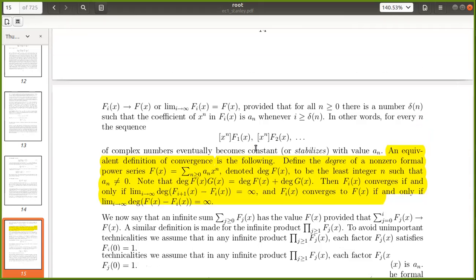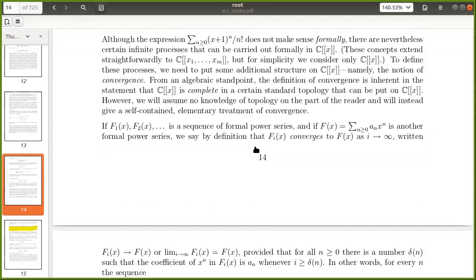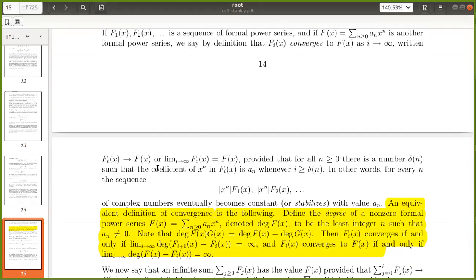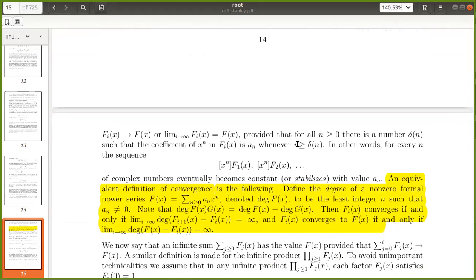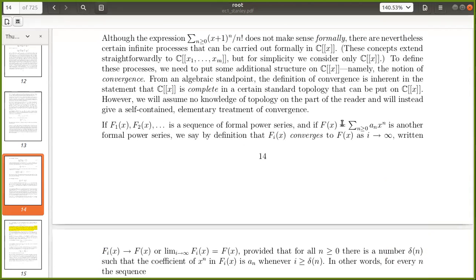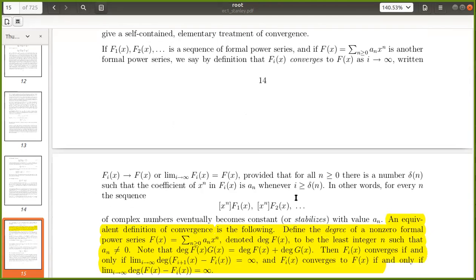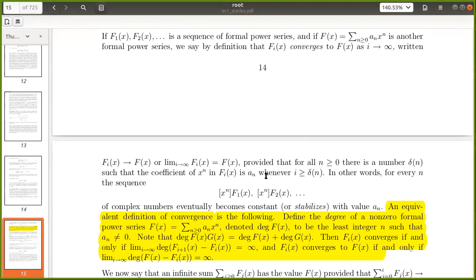Is this fine? Maybe for notation, if f1(x), f2(x) is a sequence of formal power series, and f(x) is another formal power series, we say by definition that f_i(x) converges to f(x), or the limit of f_i is f, provided that for all n greater than or equal to 0, there is a number delta, in this epsilon-delta definition which you are very much familiar with for convergence, so that the coefficient of x raised to n in f_i(x) is a_n, where a_n is the coefficient of x raised to n in the series f(x). So component wise, if they are leading to the coefficients of this particular series, ultimately we say that this happens.